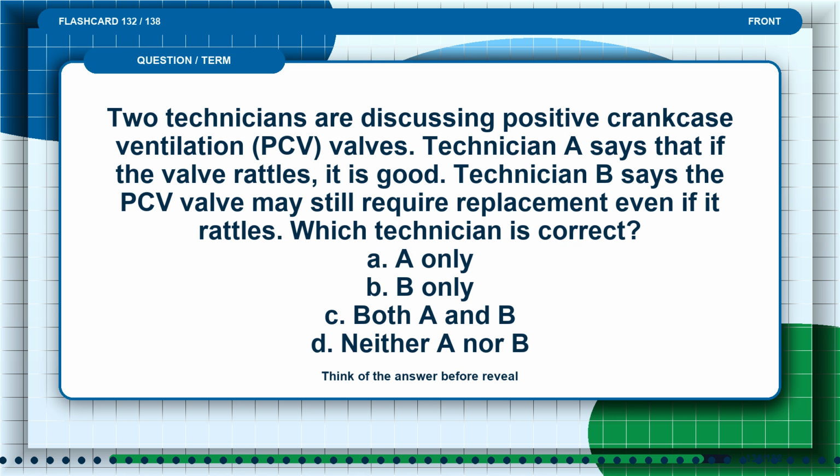Flashcard 132. Two technicians are discussing positive crankcase ventilation (PCV) valves. Technician A says that if the valve rattles, it is good. Technician B says the PCV valve may still require replacement even if it rattles. Which technician is correct? A only. B only. C. Both A and B. D. Neither A nor B. Pause and think of the answer before the reveal.